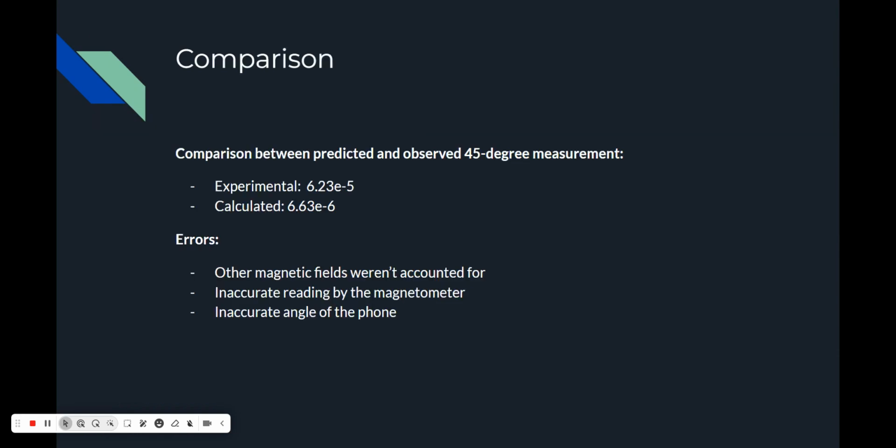With that computed magnitude, we can look at discrepancies. As you can see, the 6.23e-5 compared with the 6.63e-6. The possible reasons from this lab for these discrepancies include inaccurate readings and angle and the possibility of other magnetic fields being present that weren't accounted for.